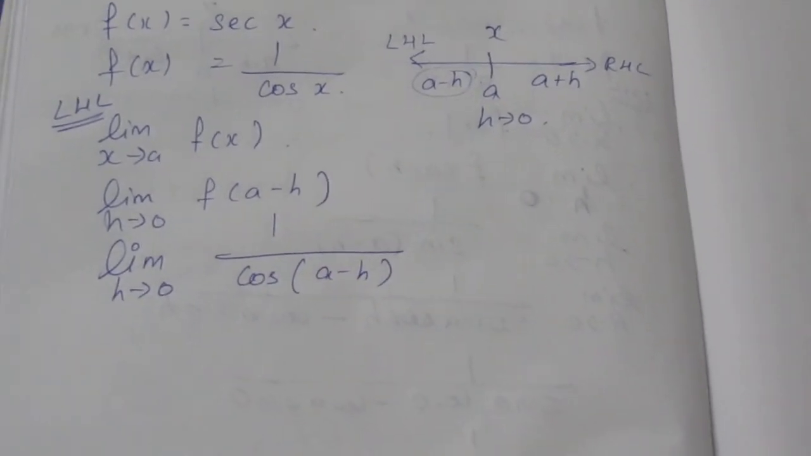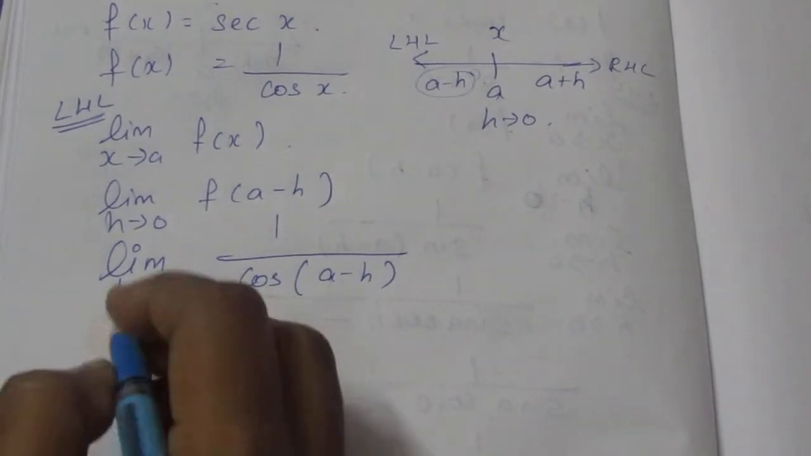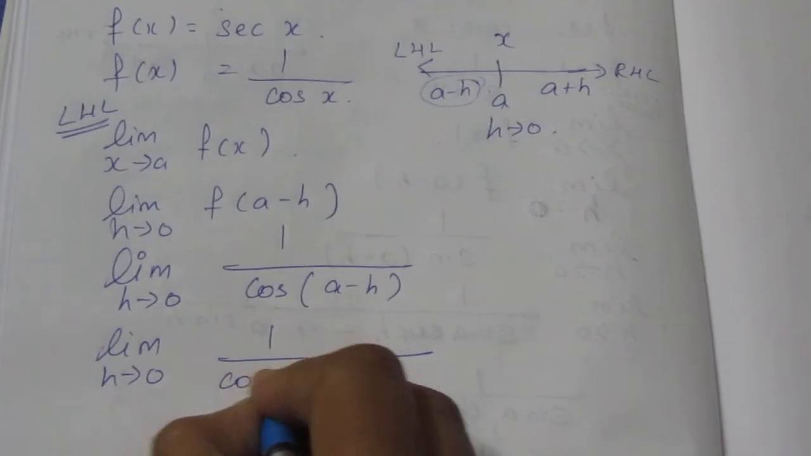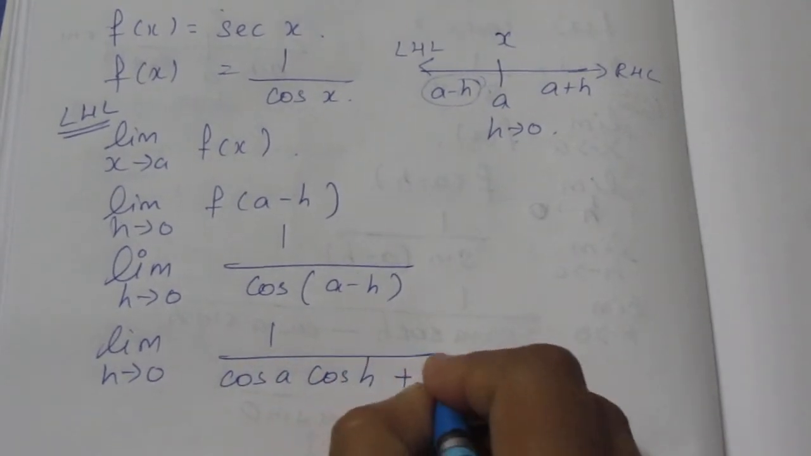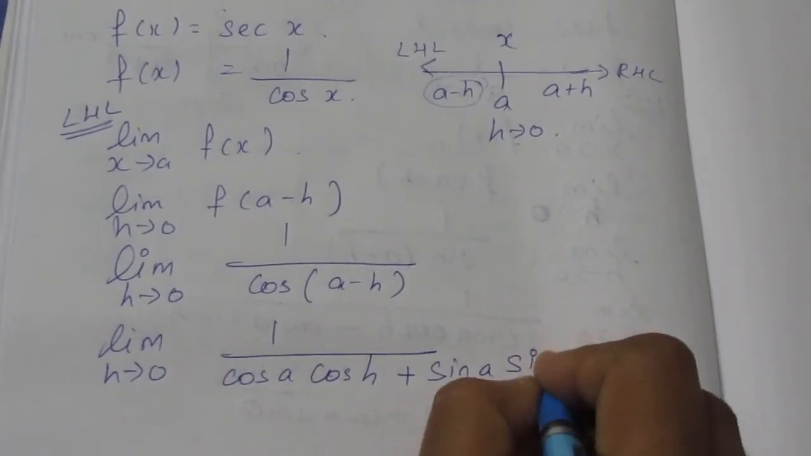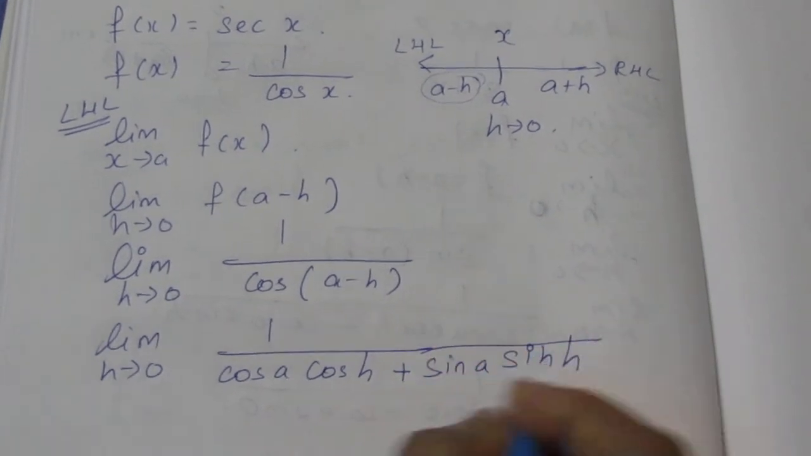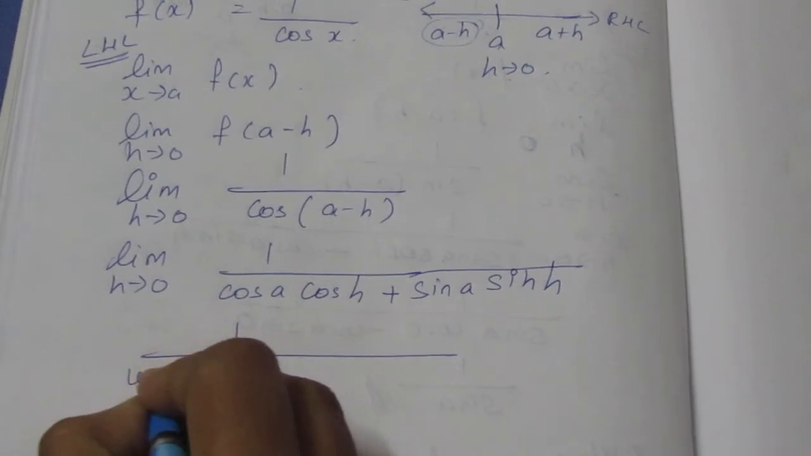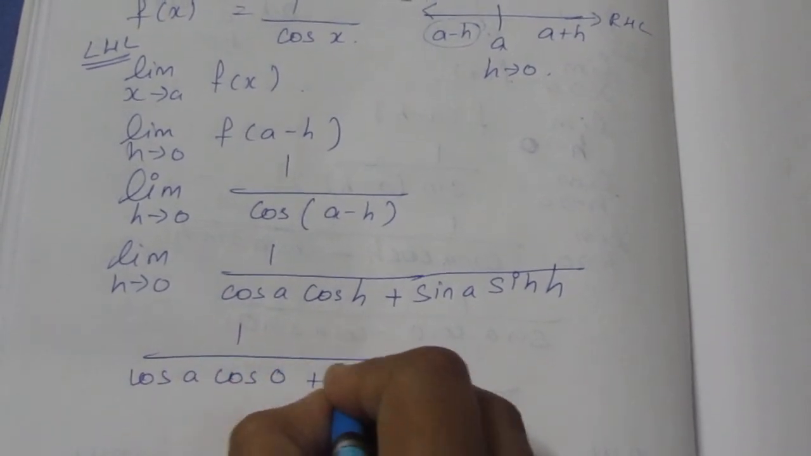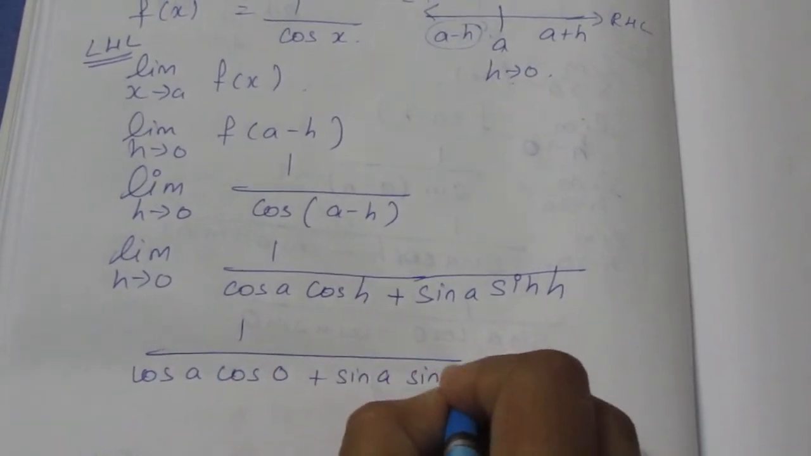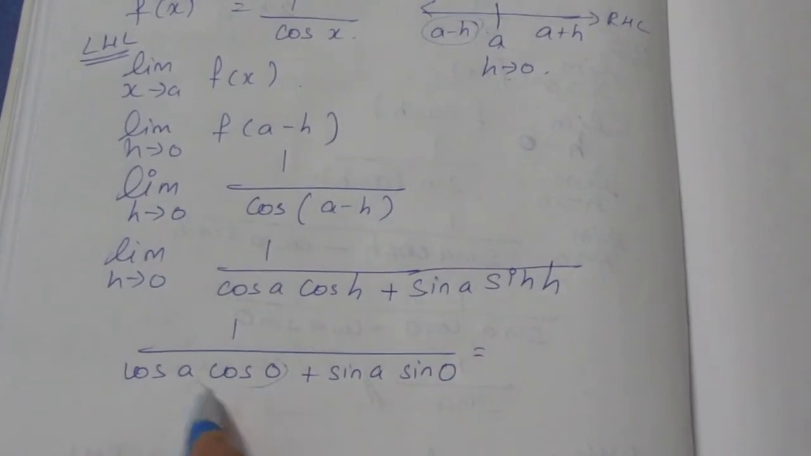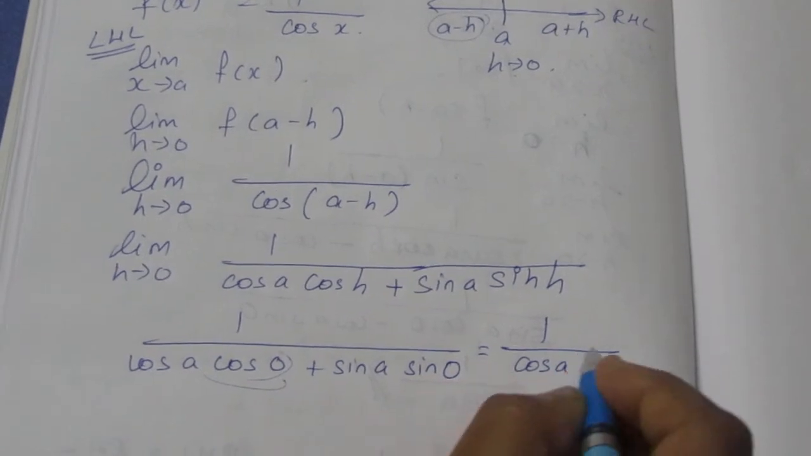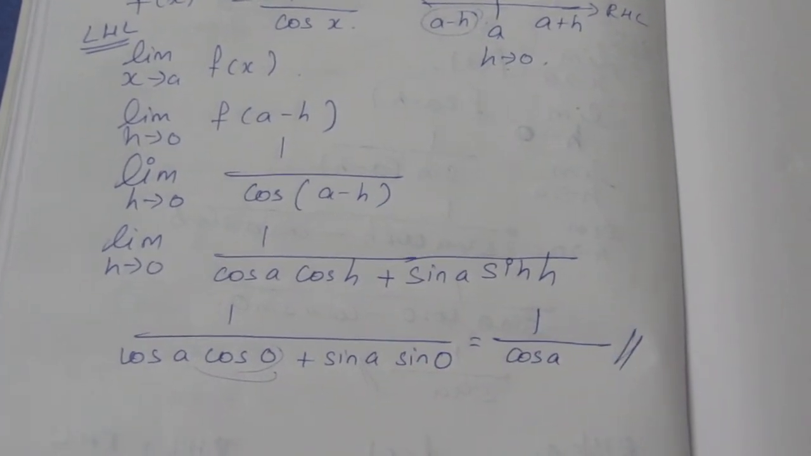We know the formula of cos a minus b, that is cos a cos b plus sin a sin b. So limit h tends to 0 of 1 by cos a cos b plus sin a sin b. Now substitute the value 0, it becomes 1 by cos a cos 0 plus sin a sin 0. Now cos 0 is 1, so 1 by cos a. Here the other term will become 0. So the final answer is 1 by cos a for the left hand limit.